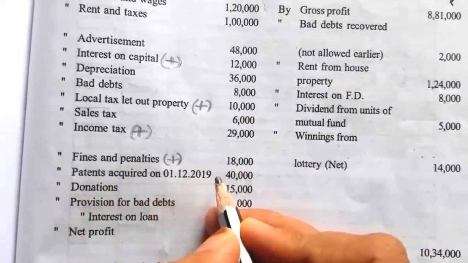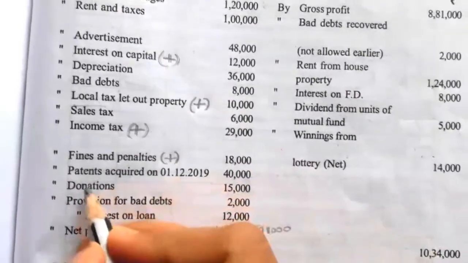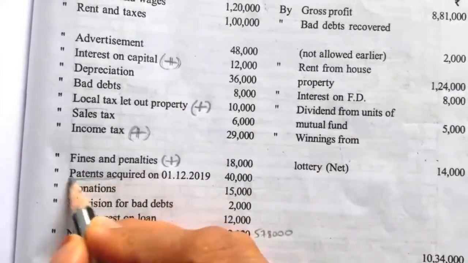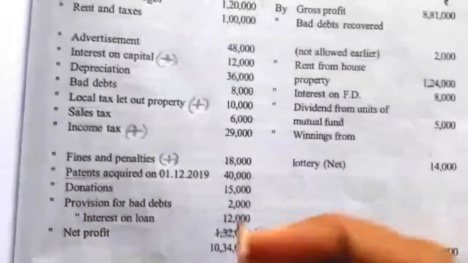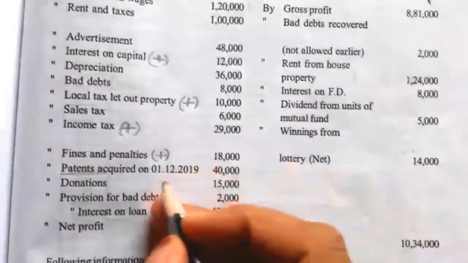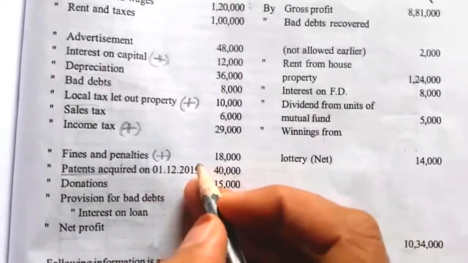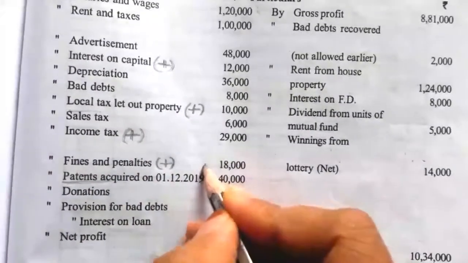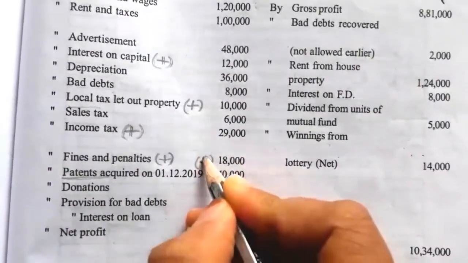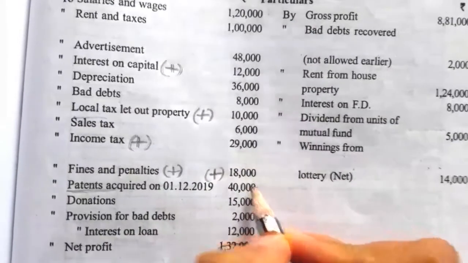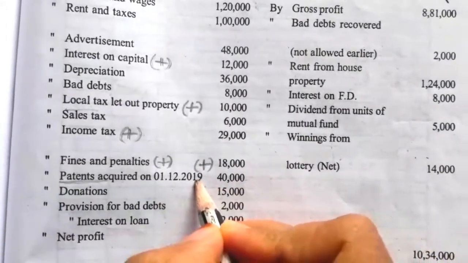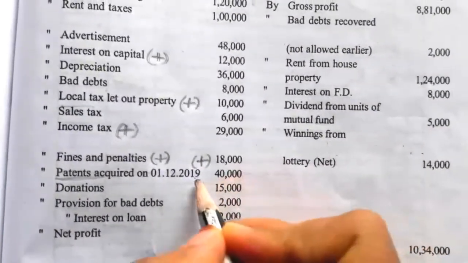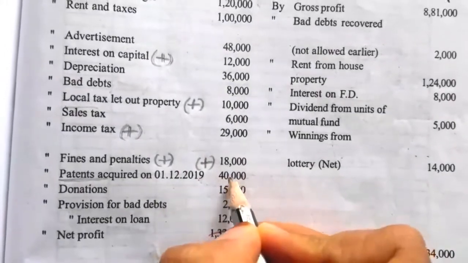Patents acquired on 1st December 2019, 40,000. The patent is capital in nature. While calculating the profit and loss account, all the expenses should be of revenue nature; capital expenses should not be recorded. So this one we have to cancel from our net profit. We cancel the patent value, but only the depreciation on patents we can record, that is on 40,000.